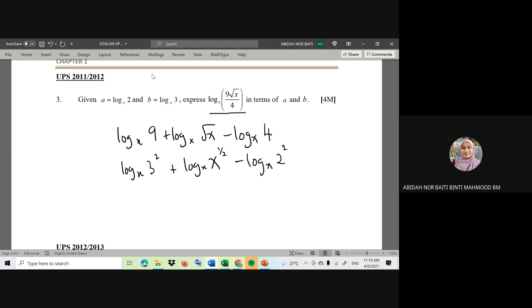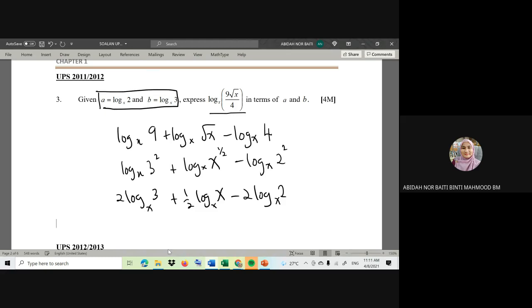And then we apply law number 3, right? 2 log 3 base x plus half log x base x minus 2 log 2 base x. Okay, law number 3. Put all the powers in front. And then we use the given information. Log 3 base x equals b, so 2b. Substitute. Log x base x equals 1, so this is half. Minus 2 log 2 base x, given equal to a, right?